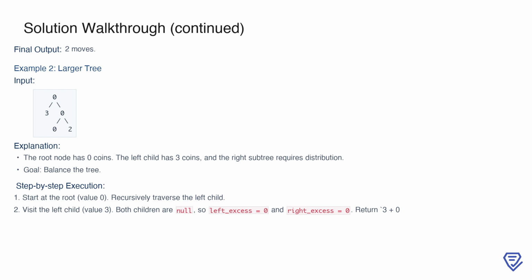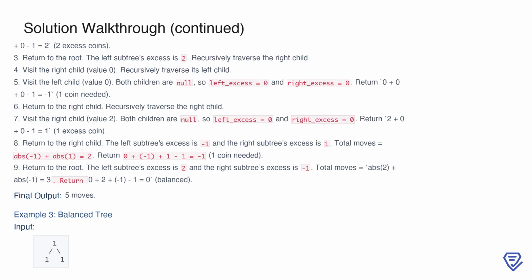Next, we move to the right child, which has a value of 0. To handle this, we recursively traverse its left and right children. The left child of the right subtree has a value of 0, and since it has no children, both left_excess and right_excess are 0. This means it requires one coin, returning an excess of -1. Returning to the right subtree's root, we now traverse its right child, which has a value of 2. This node also has no children, so both left_excess and right_excess are 0.